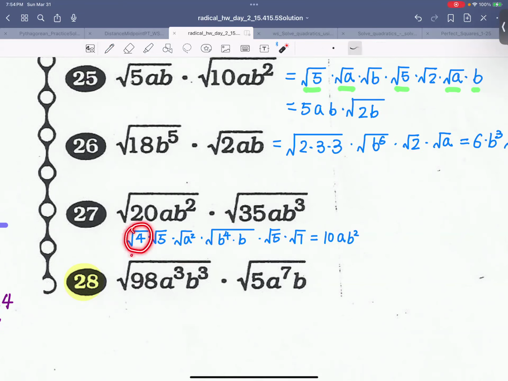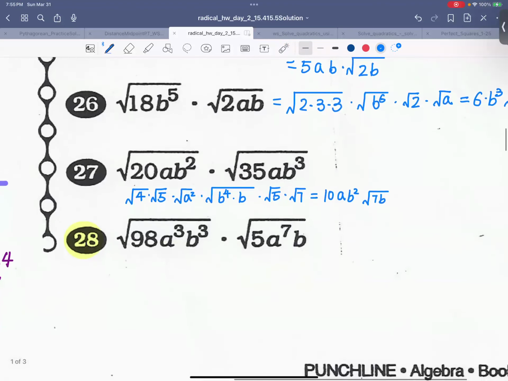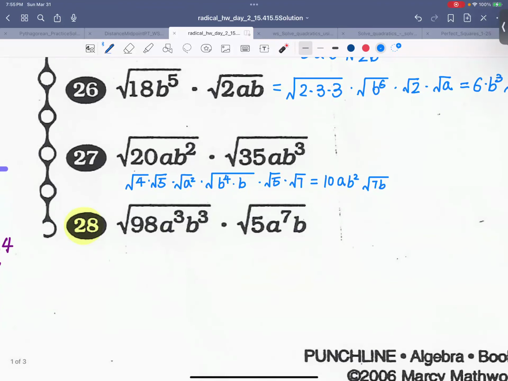Because this is 2, this is 5. 2 times 5 is 10. So you take care of this, which is 10. And the square root a squared is a. And the square root b to the power 4 is b squared. And then what else? What do you have inside this? 7. Square root of 7 what? 7b. Thank you. You understand now? Yes. Go. 28. Go ahead. You can drive. Go ahead. Tell me what you do.